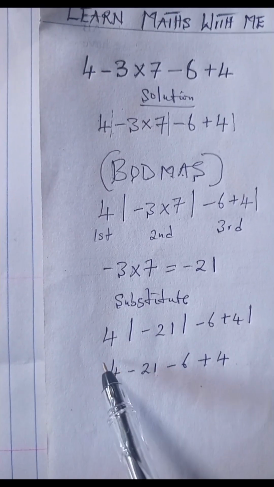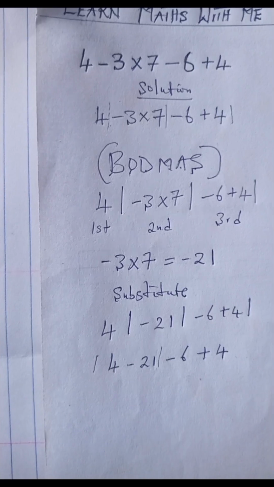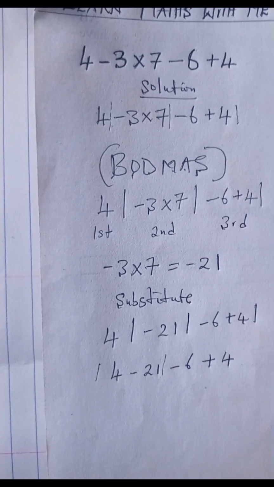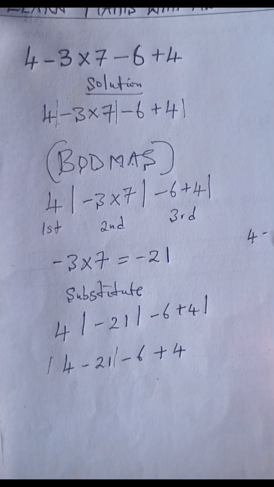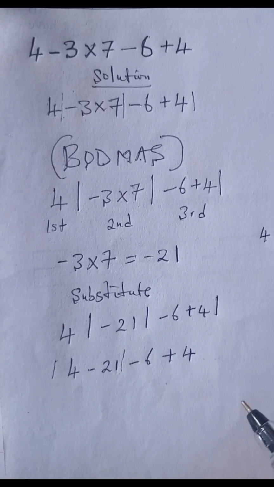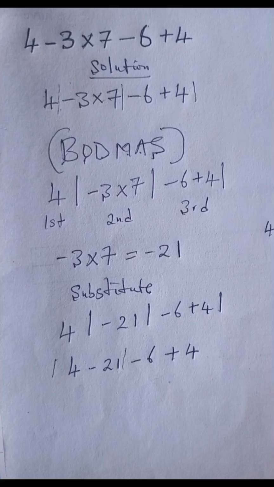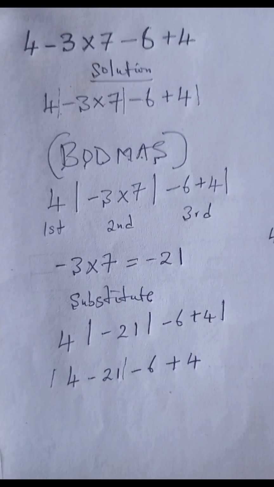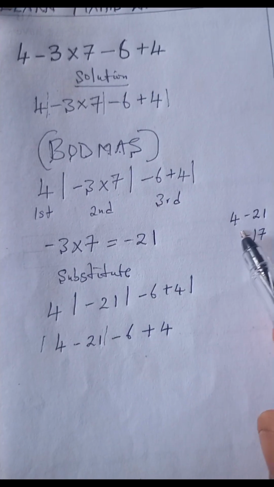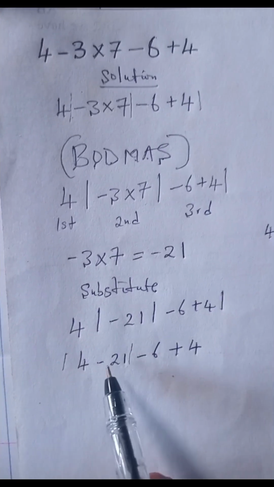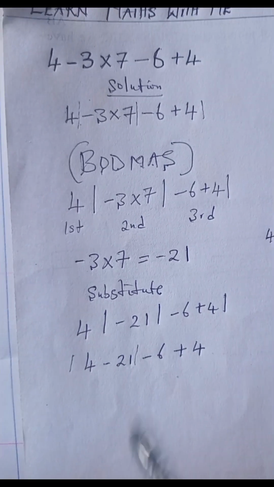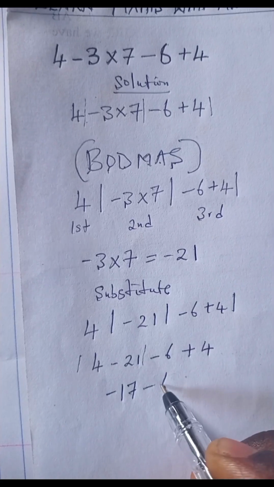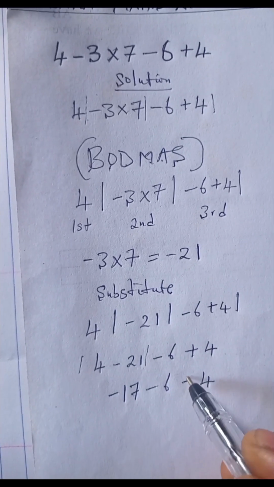So this is the first part. 4 minus 21. If 4 minus 21, we have minus 17. So if 4 minus 21, we have what? Minus 17. So here becomes minus 17 minus 6 plus 4.